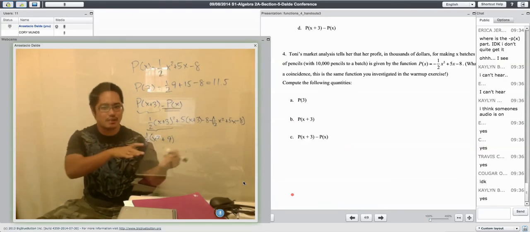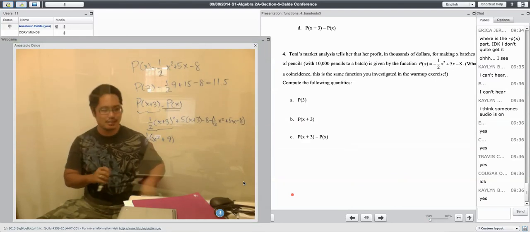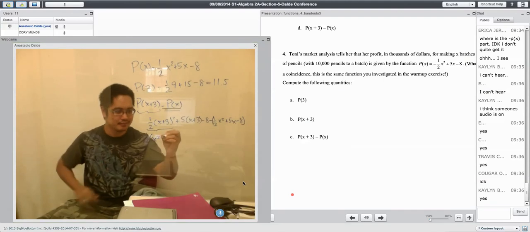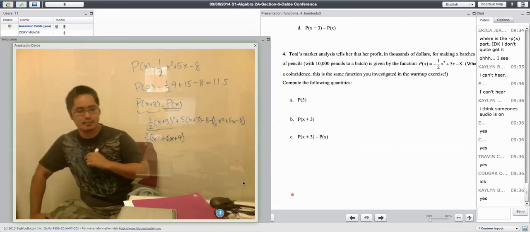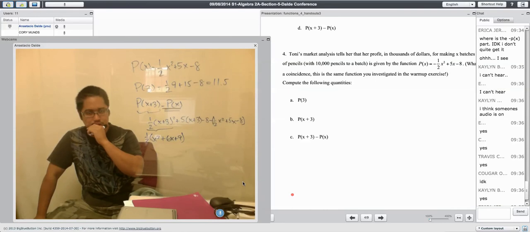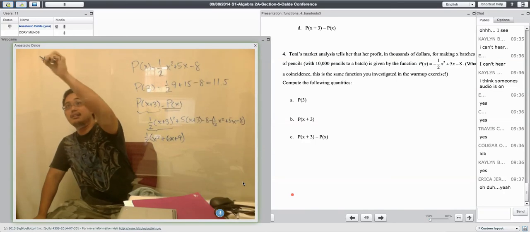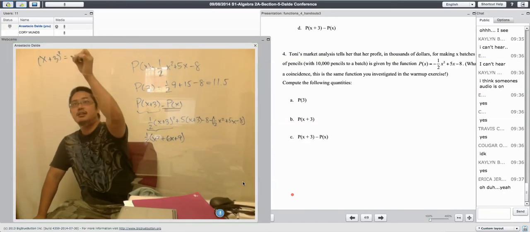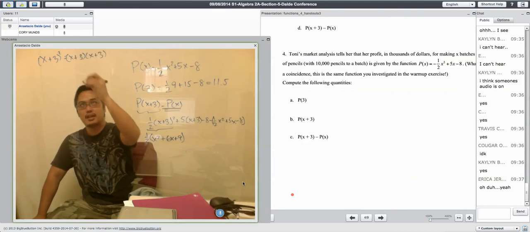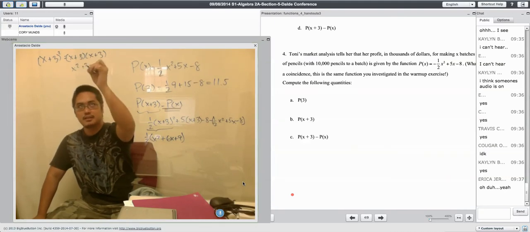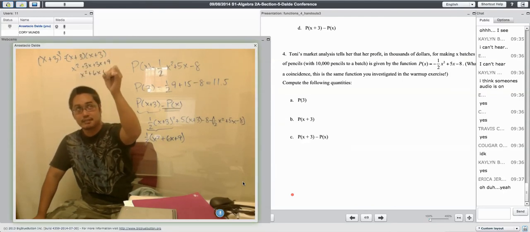No. When you square this, you cannot simply distribute that square. That is bad, bad math. I'll tell you what it is. You remember? X plus 3 squared is x plus 3 times x plus 3. FOIL that, that's x squared plus 3x plus 3x plus 9. X squared plus 6x plus 9.